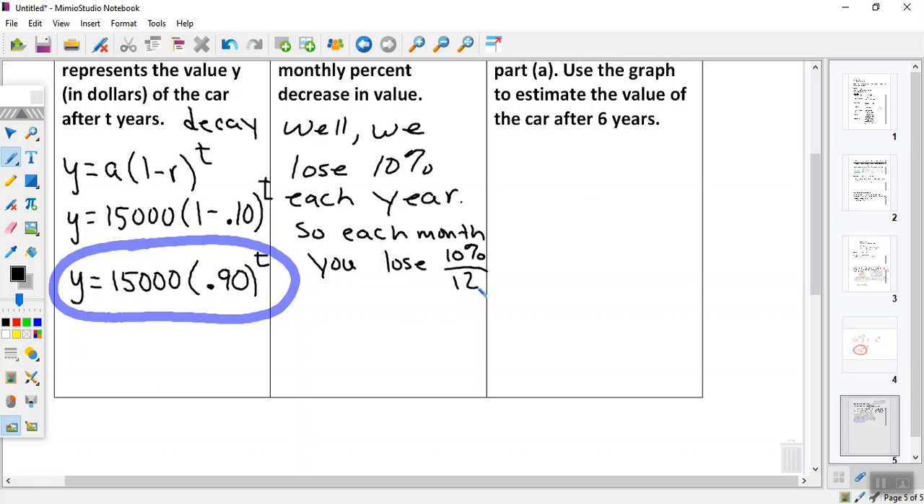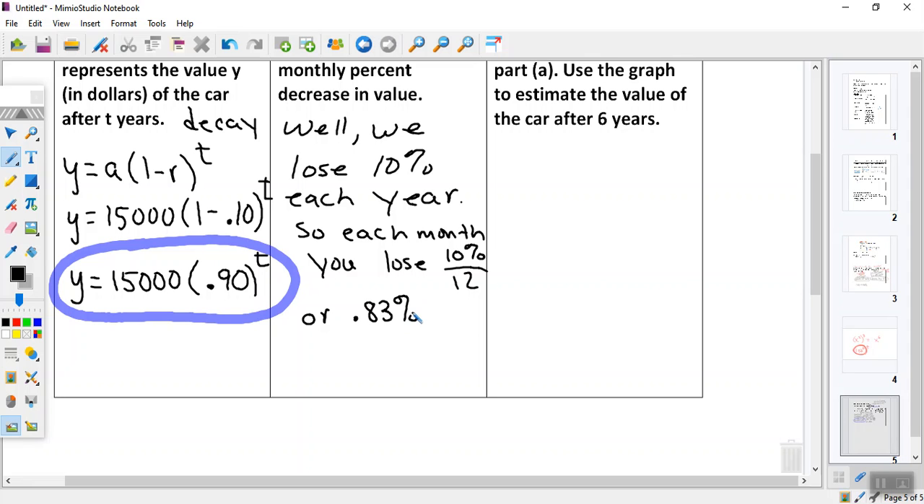What is 10 divided by 12, kids? Is that 0.83 repeating? Yep. Or 0.83%. Okay? A little less than 1% each month you lose value on that. Okay? A little less than 1% each month.